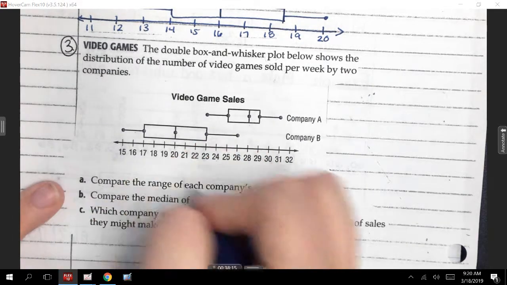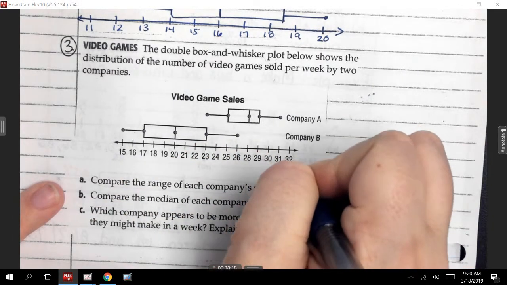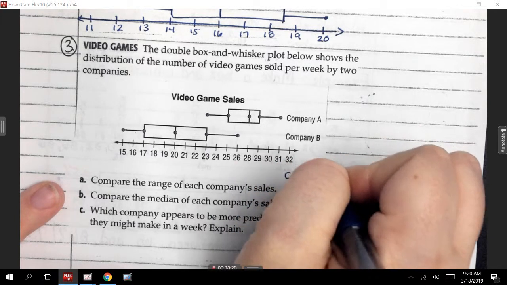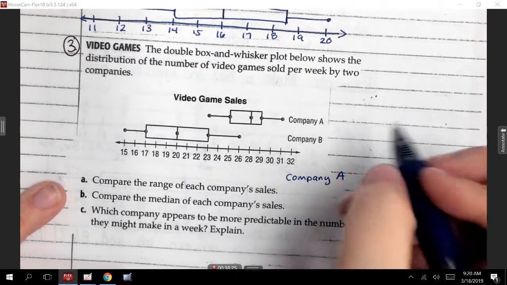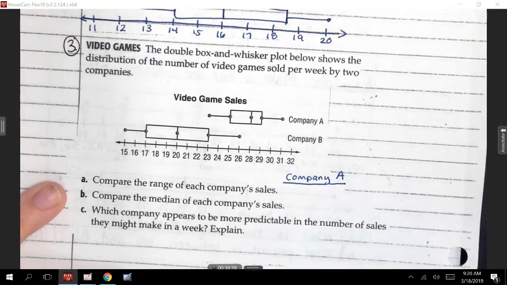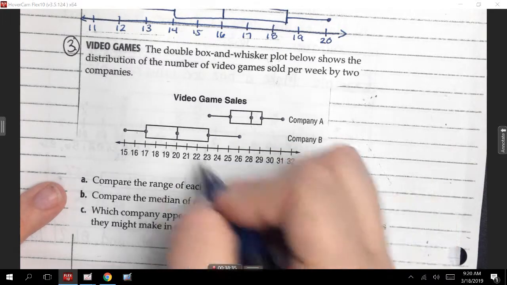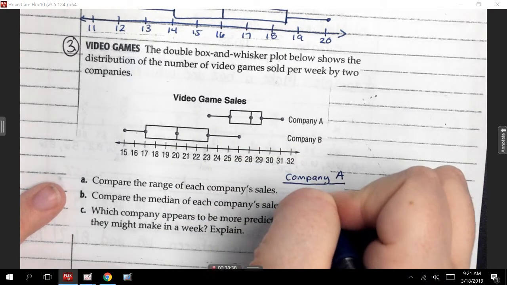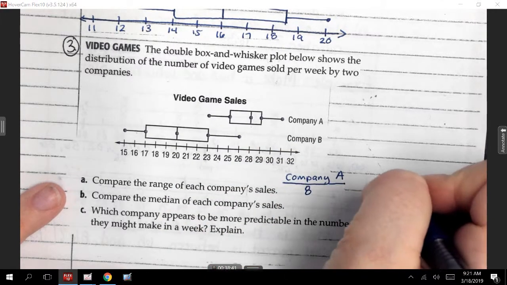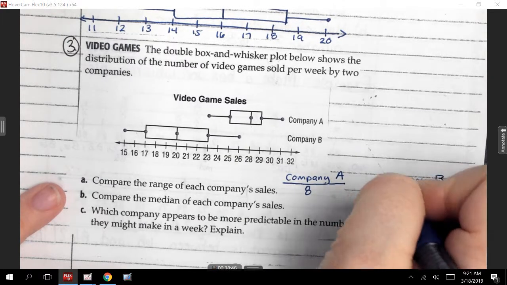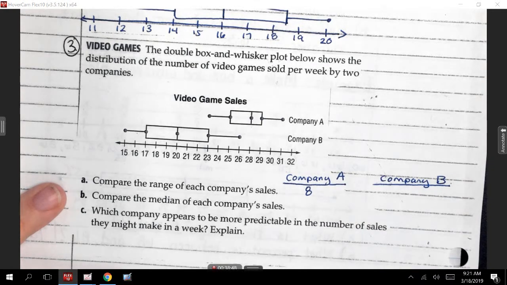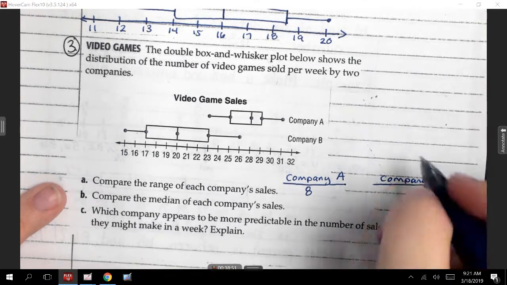Let's talk about, for the compare, guys, let's just find company A. How am I going to find company A's range? What am I going to do? Luke? You're going to subtract 23 from 31. And what do I get when I subtract 31 minus 23? You get 8. All right. What is the range for company B? Willie? 11, because I do 26 minus 15.